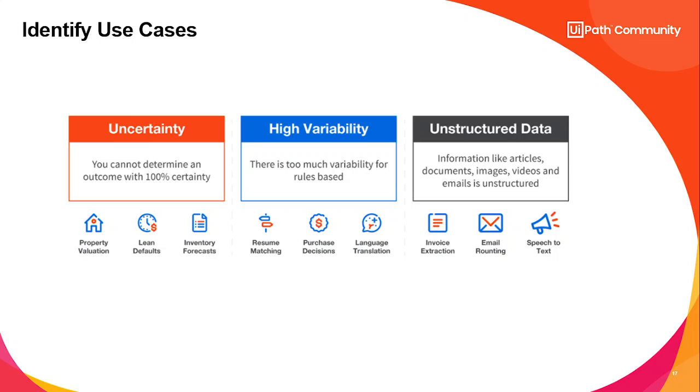And then high variability. High variability is where we have more number of rules, thousands and thousands of rules, for example. And there can be variability from one rule to another rule. So if there is much variability like that, and more number of rules, then it comes under high variability, and that will be a good use case for AI Center. For example, resume matching, language translation, purchase decisions.